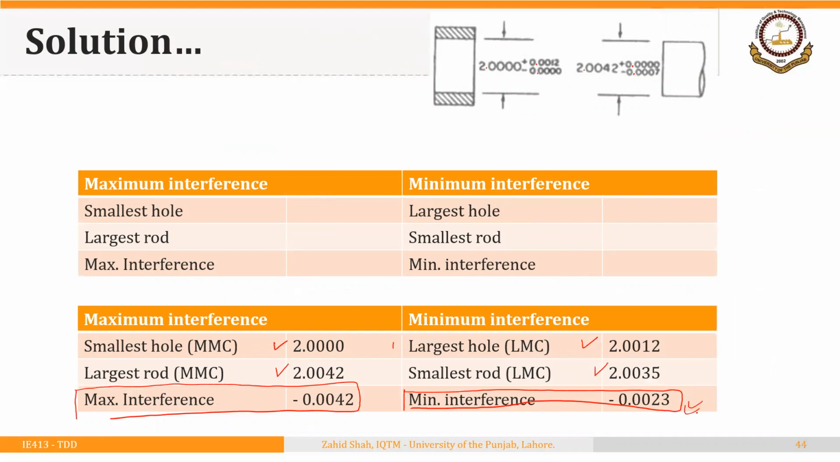So just like in the case of interference fits, we will always get interference. The smallest value will be 0.0023 and the largest 0.0042. But whatever is the combination of the sizes of the hole and the shaft that we will achieve, the shaft will always be larger than the hole, or the hole will always be smaller than the shaft. So we will always be resulting in some amount of interference. So that is the definition of an interference fit as well.